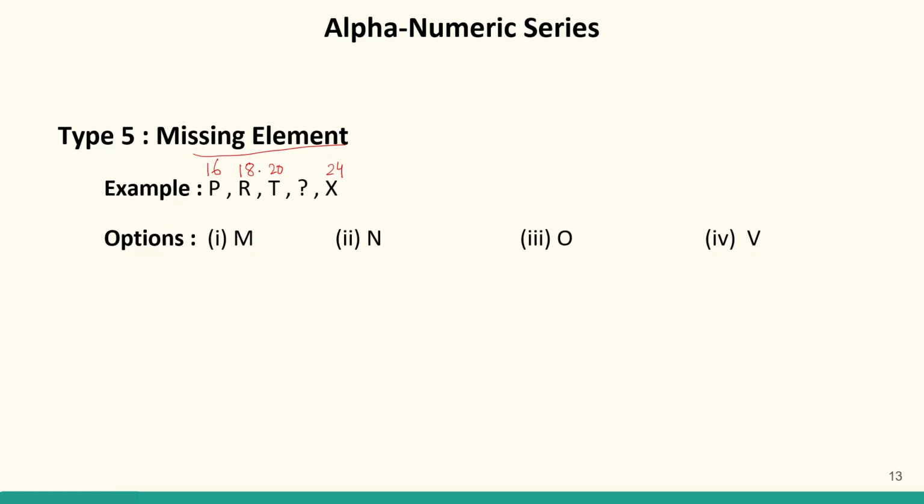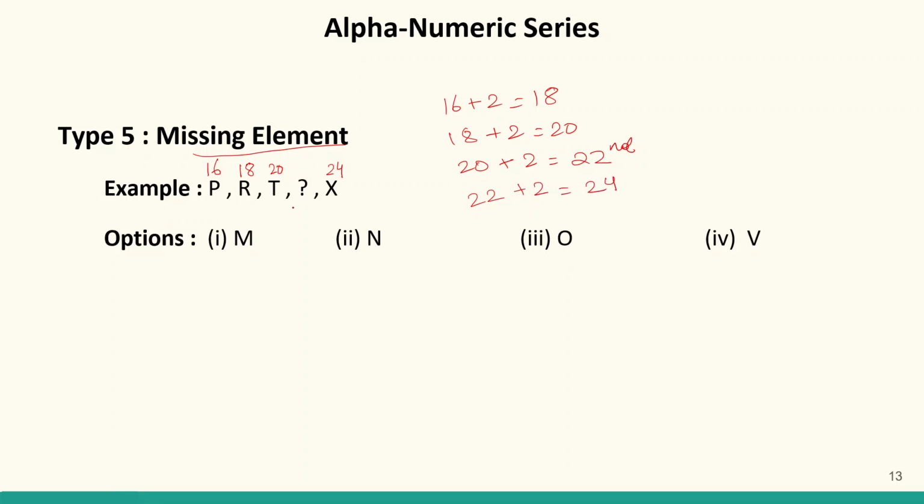So I can clearly see that these are being increased by 2. 16 plus 2 ranks will give you the 18th rank. 18 plus 2 rank will give you the 20th rank. So similarly, 20 plus 2 rank will give you the 22nd rank. And 22nd rank plus 2 rank will give you the 24th rank.